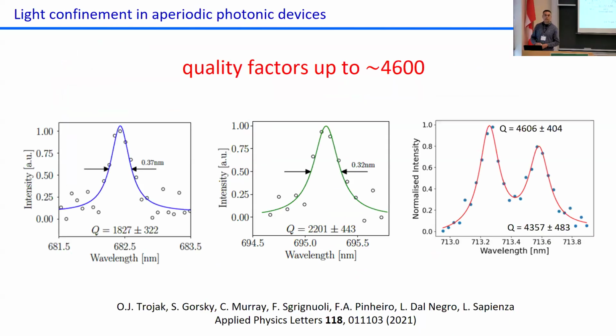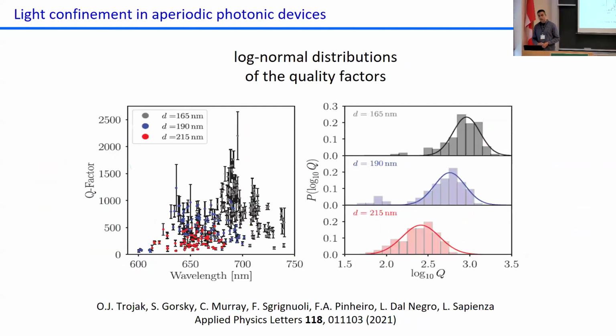Then we can look at, for instance, the quality factors to evaluate how well light is trapped within our cavities, and we see quality factors up to 4,600, which are actually not too bad considering what quality factors are obtained in photonic crystal cavities in silicon nitride in the visible. So we are confining light with relatively high quality factors in these silicon nitride structures in the visible in ambient conditions.